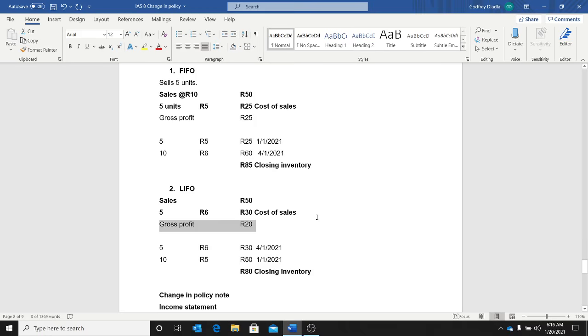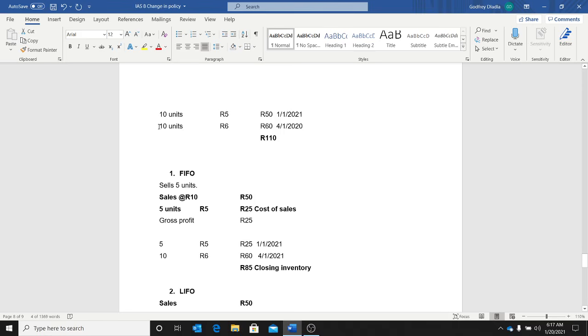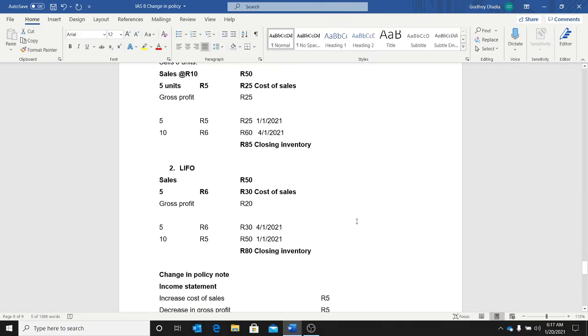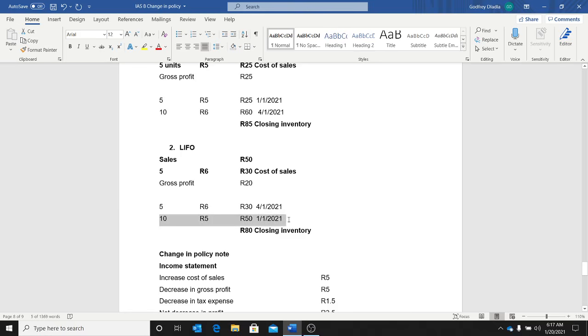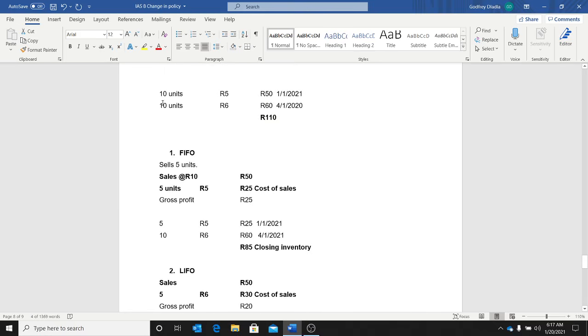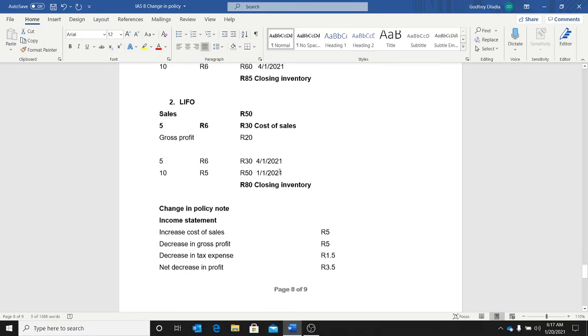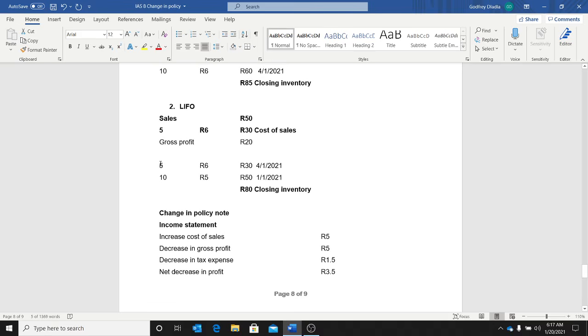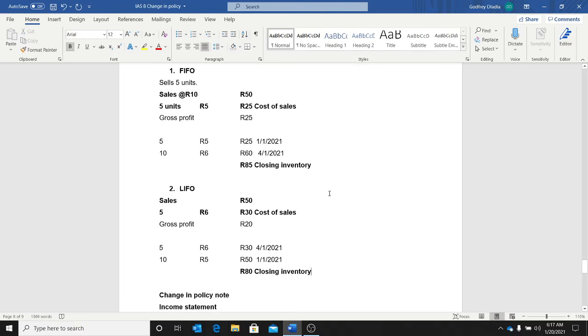Because of that. Now in this one, what is your closing inventory? 5 at 6, because this 5 at 6 is the one that is left, because the first ones that you sold came out from this one. You sold 5 from this one in terms of last in, first out, right? Then the 10 at 5 is left, which is this one. Which then tells me that my closing inventory is 80. Now, you'll see also that the closing inventory is different. The 80, which is the closing inventory here, is different to the 85, right? So now you've got this situation.